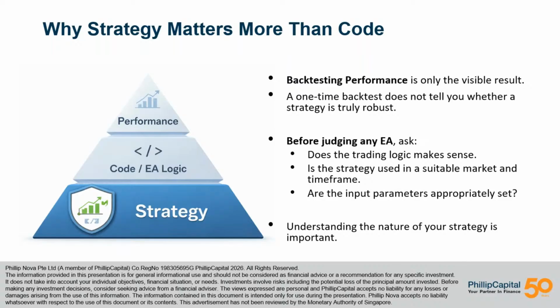And here is a general idea about my priority of building an EA. For me, the most important thing of an EA is, of course, its strategy, which is the foundation of the algo system. And with a strong strategy, you can make good use of code, which is an efficient coding language, and efficient logics to exercise your strategy. And performance to me is not the most important thing, okay? Especially the backtesting performance. It is only the visible results. And any one-time backtest cannot tell anything about how good your EA, your strategy is.